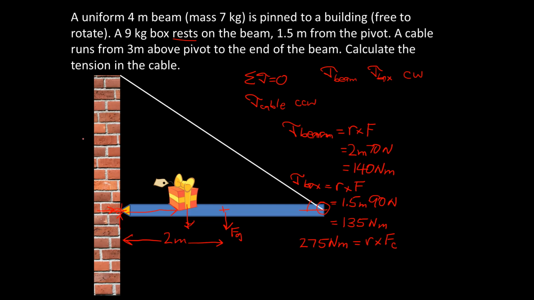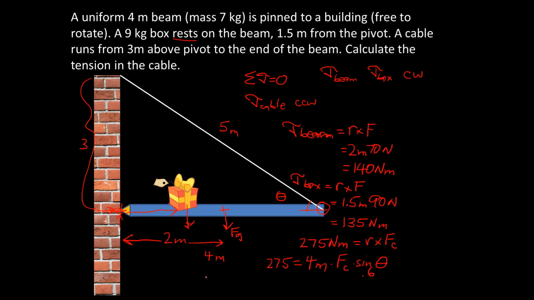This happens to be 3 meters here, and we find that this is 4 meters. So 3 squared, 4 squared, add them together, I get 25, take the square root of that, and I see that this is 5 meters long. That's going to come in handy because now I can say 275 is equal to, what's the radius here? 4 meters times the force in the cable times the sine of this angle, which I'll call theta. And the sine of that angle is equal to 3 divided by 5, which is 0.6.